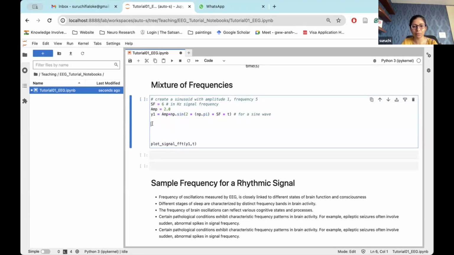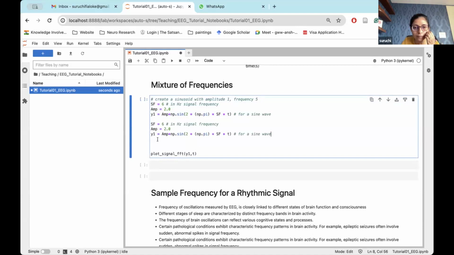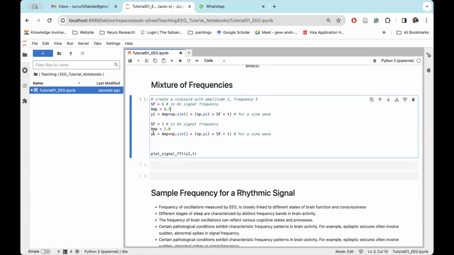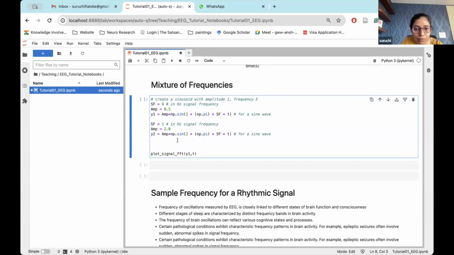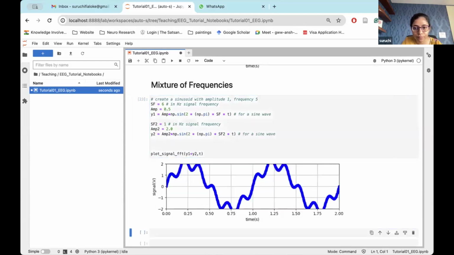I'm not changing the phase here. I'm just changing the frequency. This one had a signal frequency of 6, this one had a signal frequency of 1. And because this is 1, I'll change the amplitude here. So this is a mixture. What did I do? I took one wave and I added another wave on it. So this is what a mixture looks like.